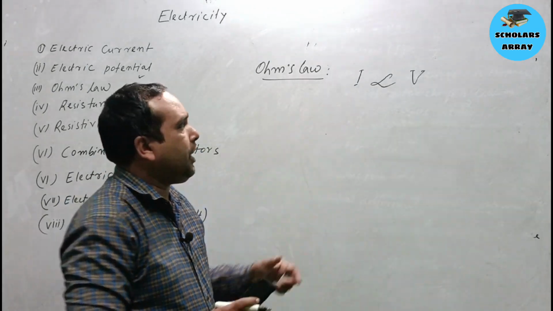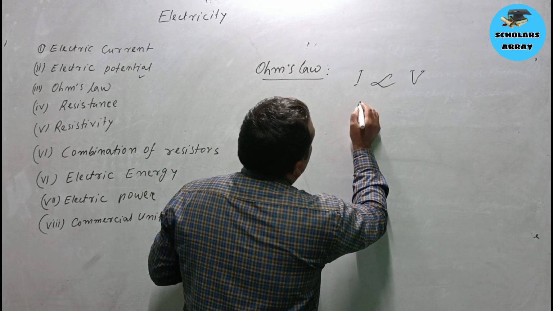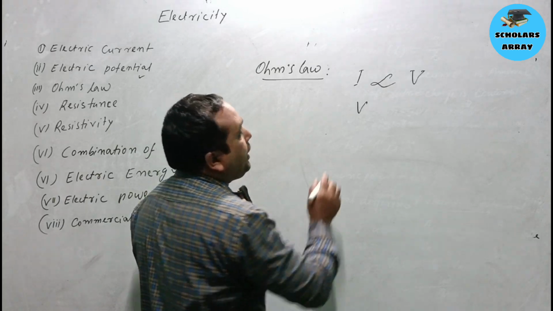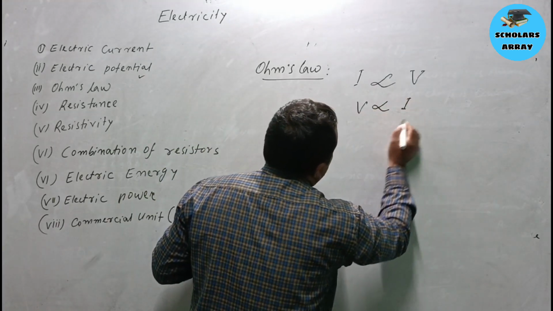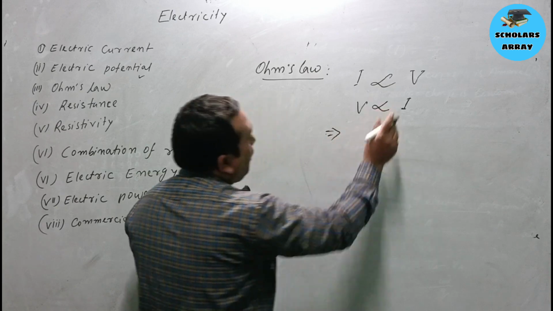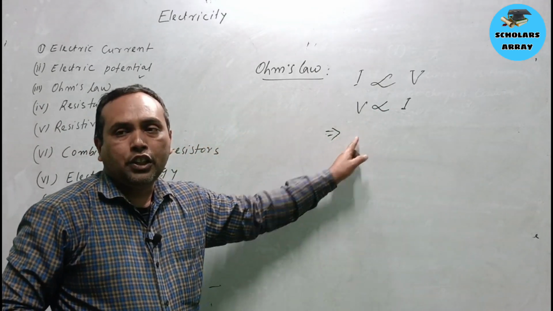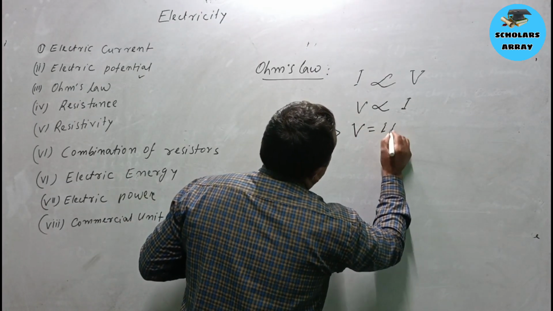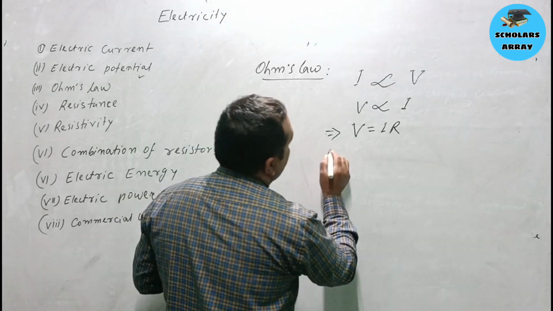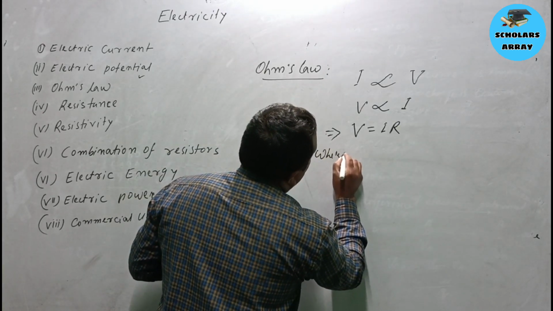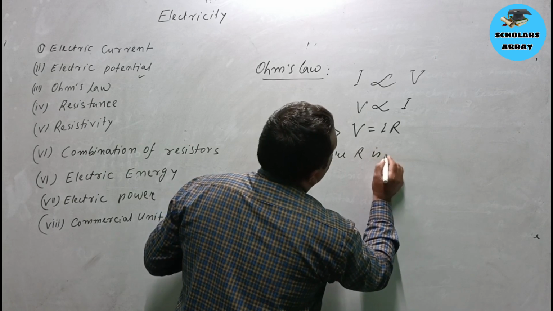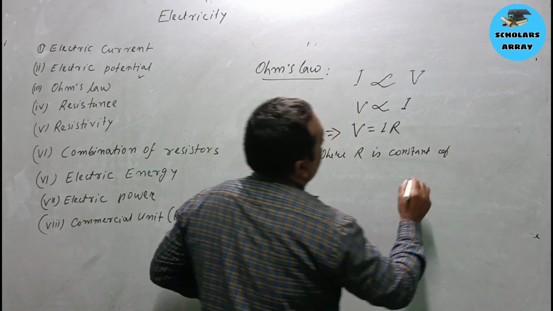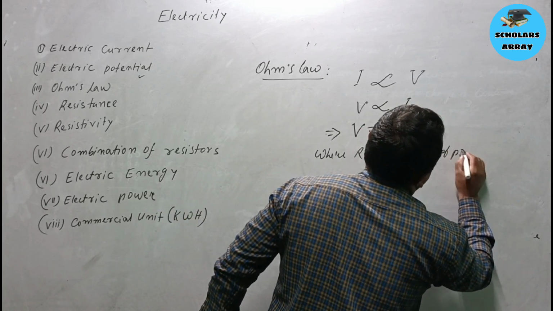So at constant temperature, since I is directly proportional to V, we can write V is also proportional to I. When you remove the proportionality symbol, a constant of proportionality comes in, that is V equals IR, where R is the constant of proportionality.